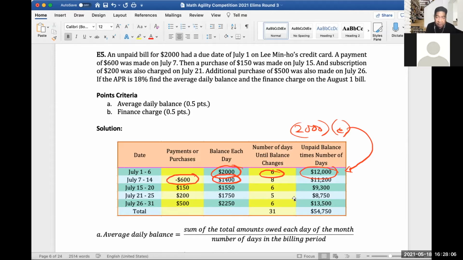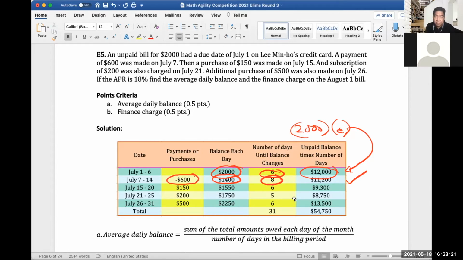And from July 7 to 14, that's 8 days. So multiply again 1/4 times 8. So you will get $11,200 on the second row in the last column.